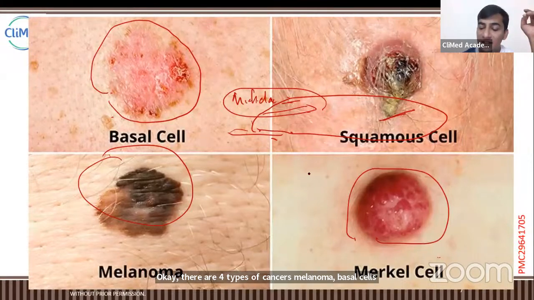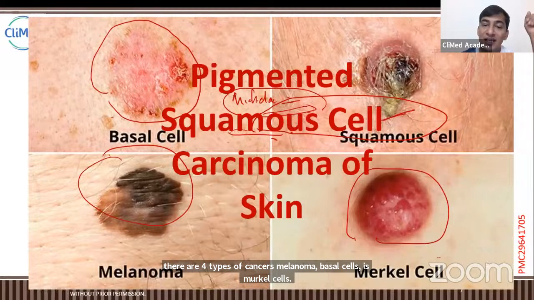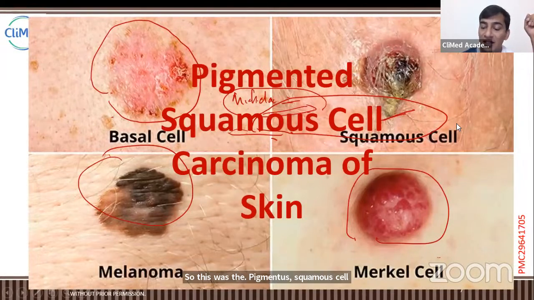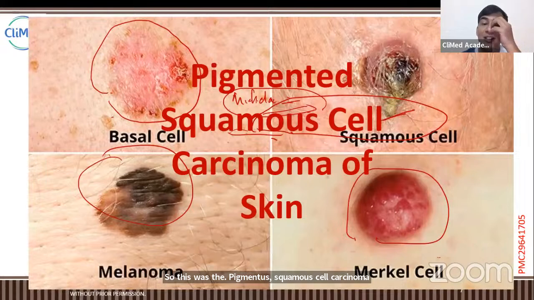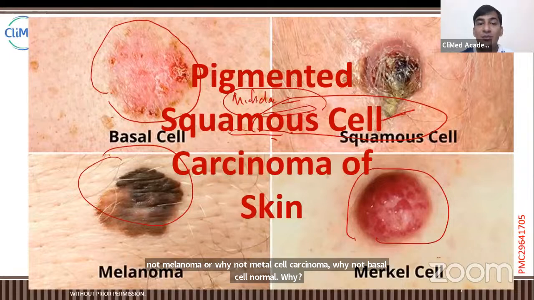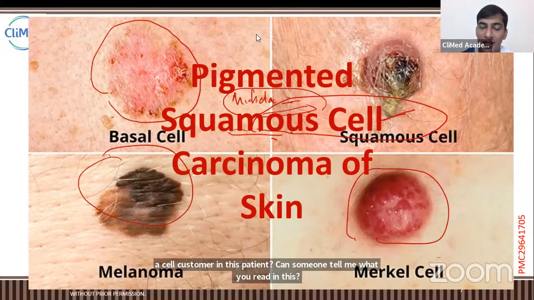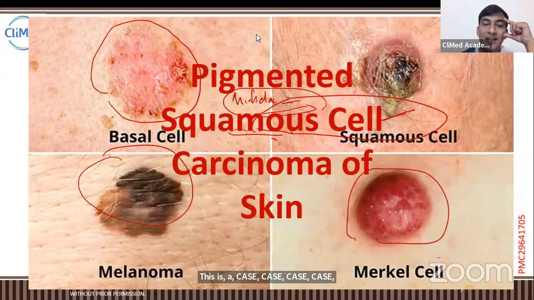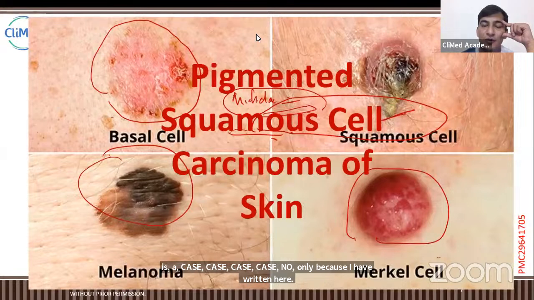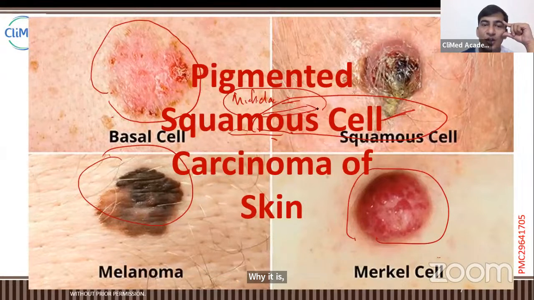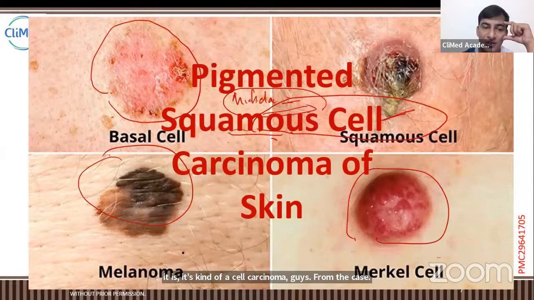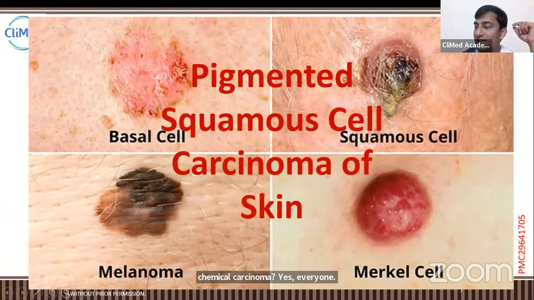So this was a pigmented squamous cell carcinoma of the skin. Why squamous cell carcinoma? Why not melanoma, Merkel cell carcinoma, or basal cell carcinoma? Why squamous cell carcinoma in this patient? From the case, can you tell me why it is squamous cell carcinoma?